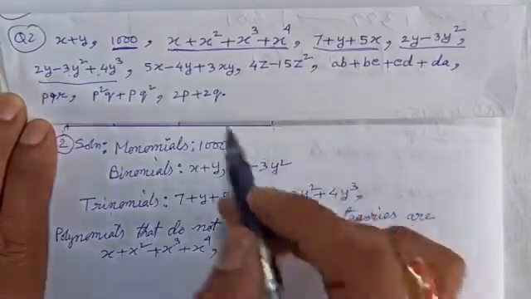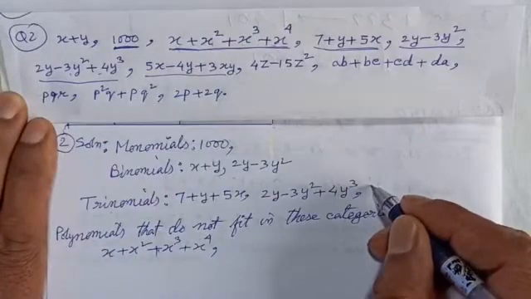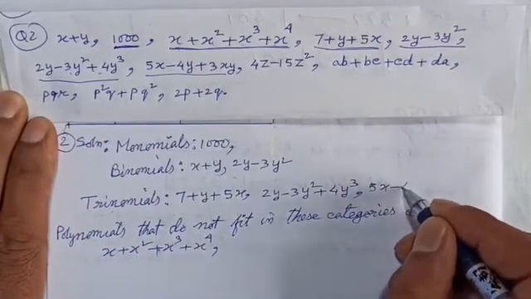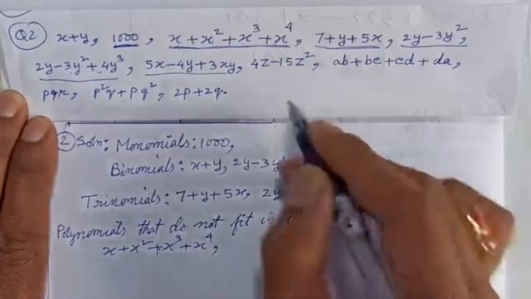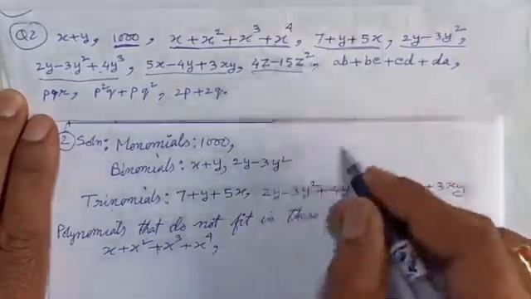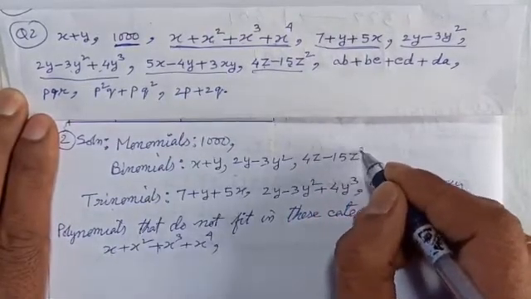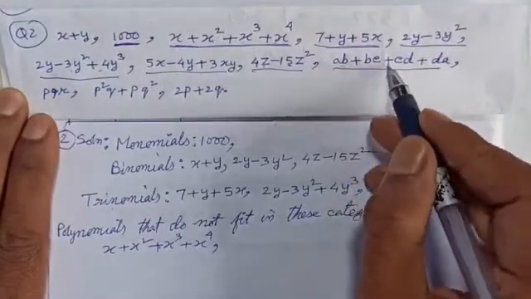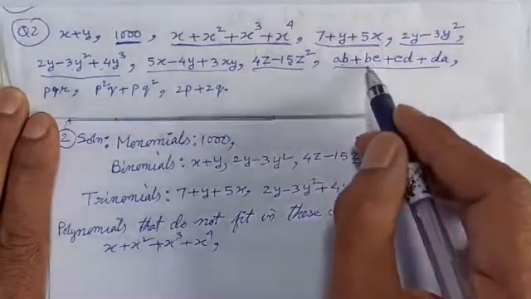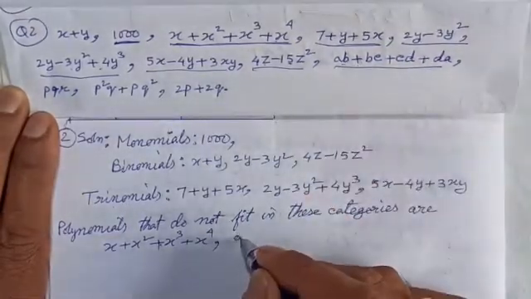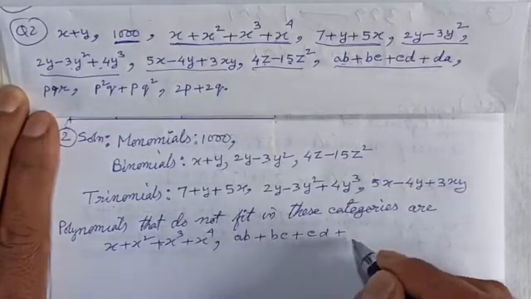Next, here count the terms. 1, 2, 3. Trinomial. 5x minus 4y plus 3xy. Here 2 terms is a binomial. So 4z minus 15z squared. Here how many terms? 1, 2, 3, 4. So polynomials that do not fit in these categories will come here because this has 4 terms. AB plus BC plus CD plus DA.